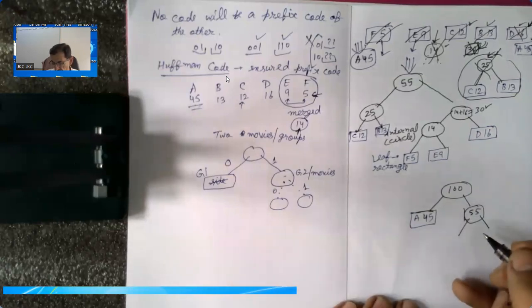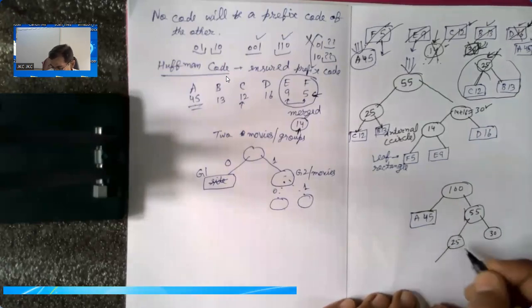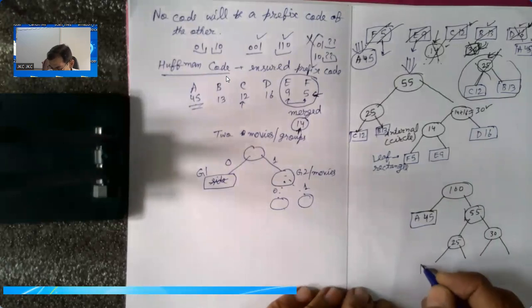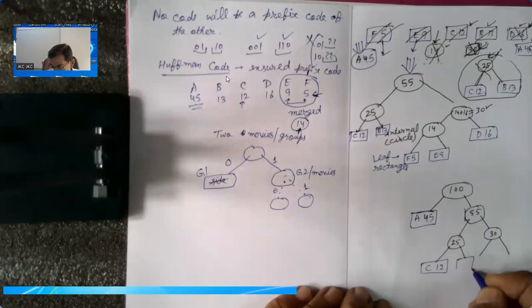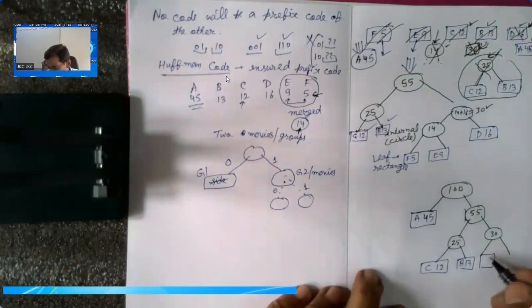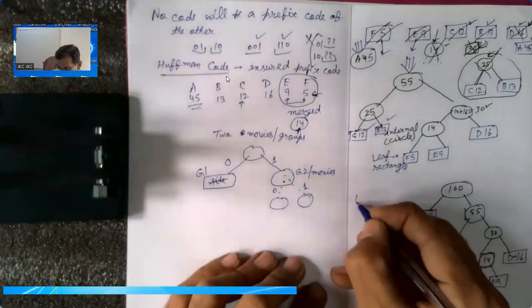It means it further has two children, one of 25, other of 30. It means 25 further has two children, 30 has further two children, and correspondingly, if you see, this is C as 12. I can just see from above this and this, B as 13. This is correspondingly 30 has further another internal node of 14, and corresponding to 13, I have F as 5, I have E as 9, and I have B as 16. Now, this becomes overall a Huffman tree.